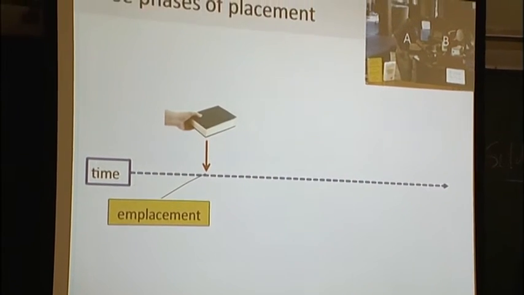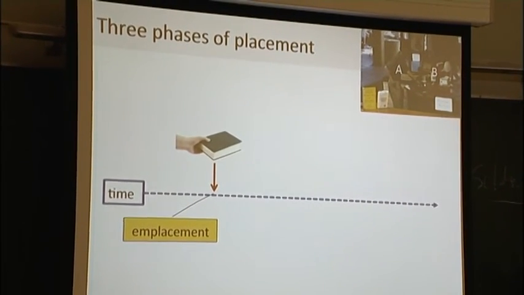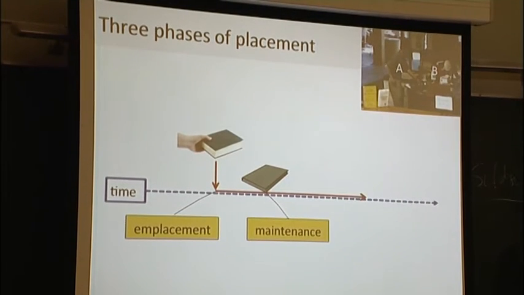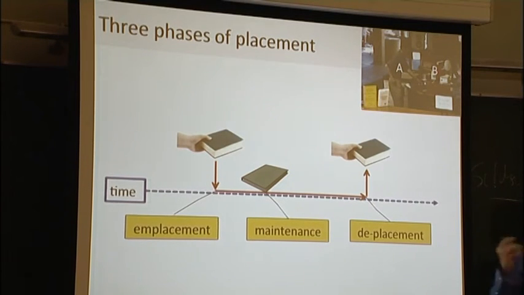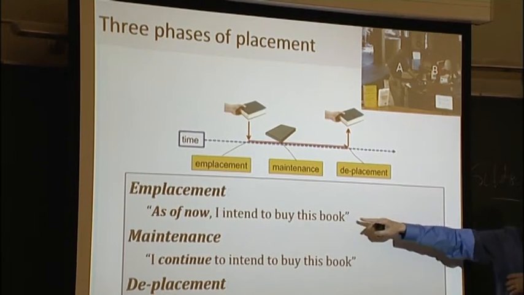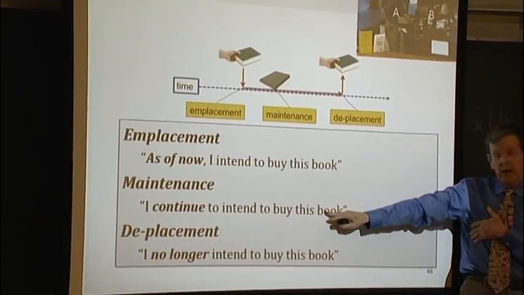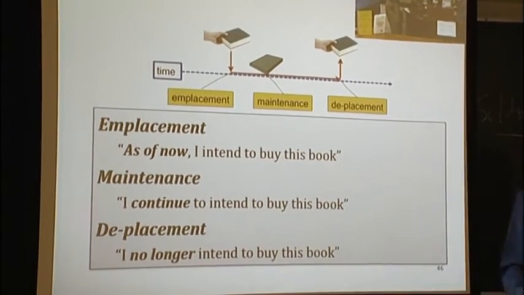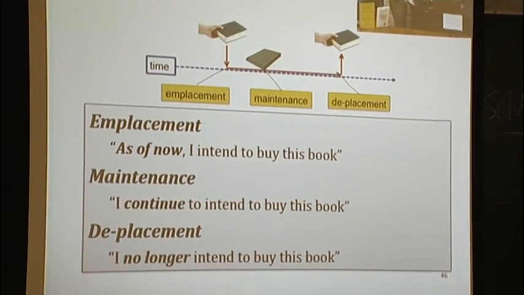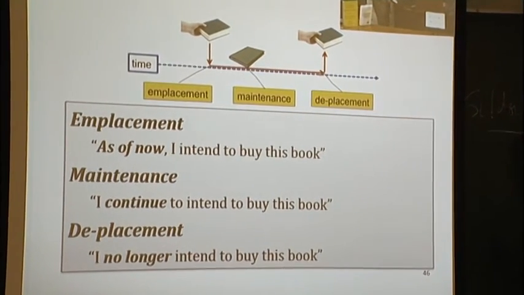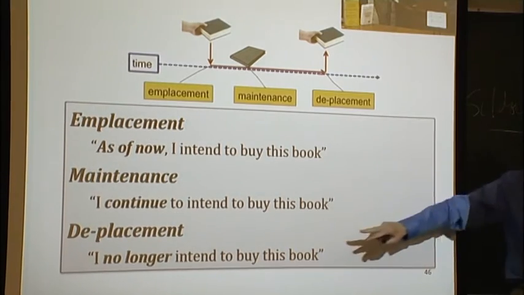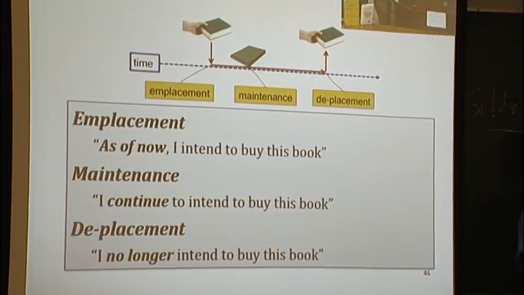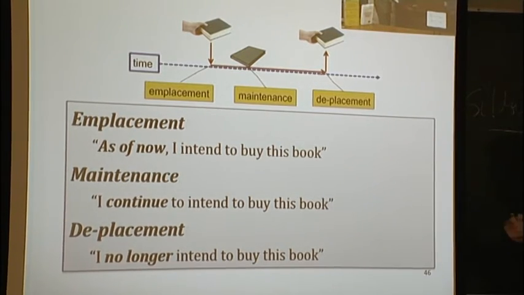It's also the case in the bookstore. So I go in there and I place this down. As long as it's in that place, what does it say? It says, I want to buy this book. As soon as it's deplaced, I no longer want to buy this book. So I intend to buy this book, I maintain it there, I continue to intend to buy the book, and then I no longer intend to buy it. In fact, I might look in my wallet and say, gee, I don't have enough money for this book, and I take the book off the counter. That's the deplacement: I no longer intend or want to buy this book.